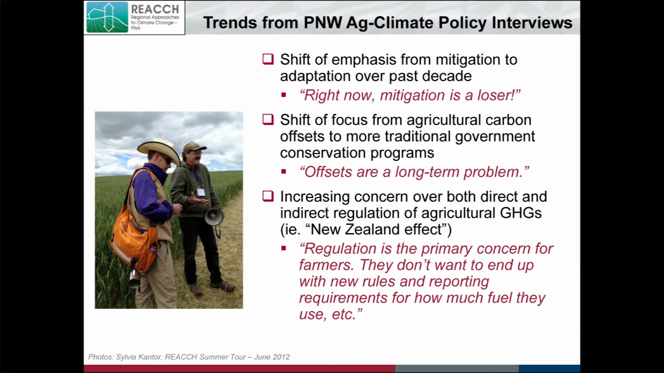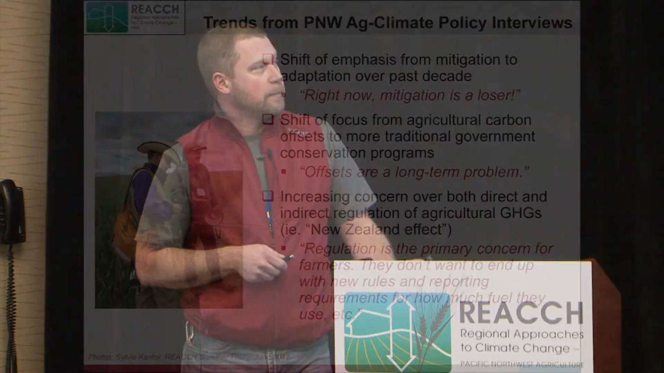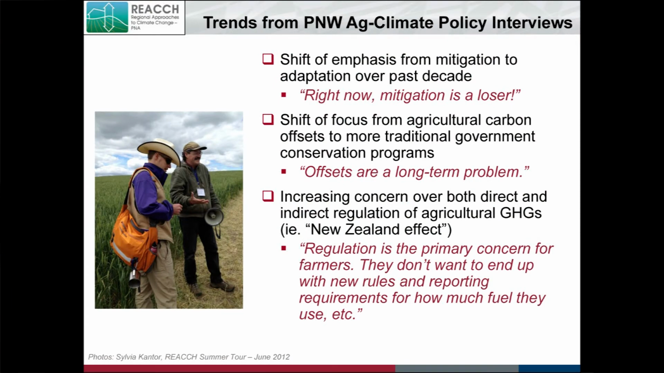Increasing concern over both direct and indirect regulation of agricultural greenhouse gas emissions, which I'm calling the New Zealand effect. And for anybody who doesn't know, agriculture was included as a CAP sector in New Zealand, but producers were not provided as of yet any eligible actions that they can take to meet their CAP. So it's got people upset there. Regulation is the primary concern for farmers. They don't want to end up with new rules and reporting requirements for how much fuel they use, etc.